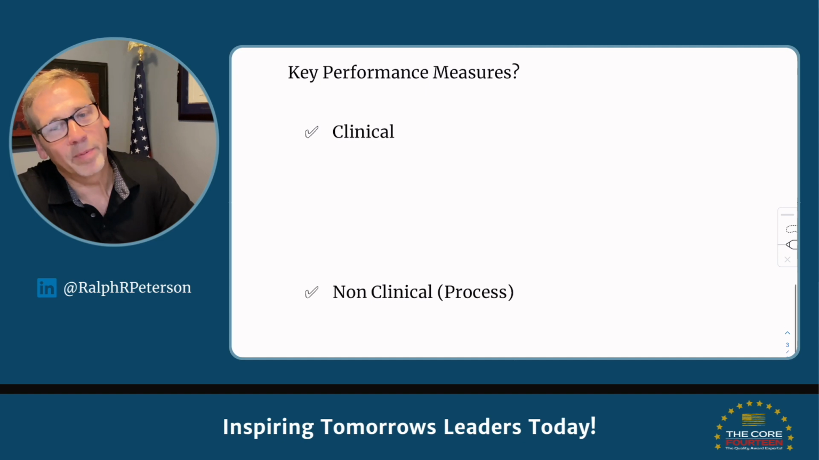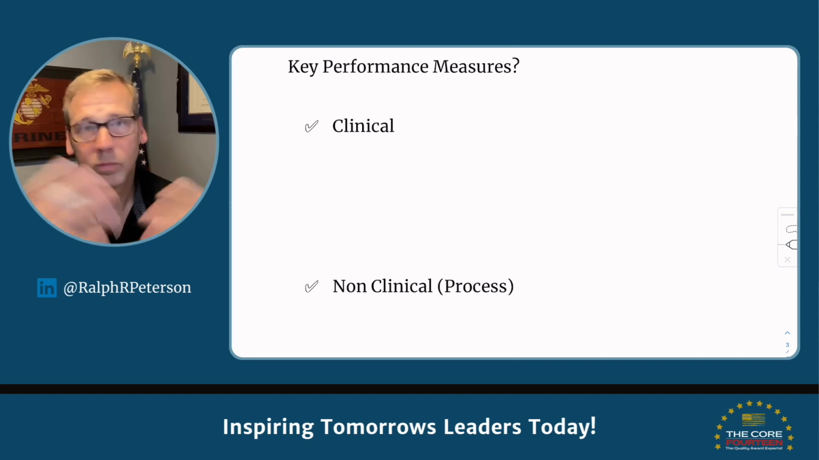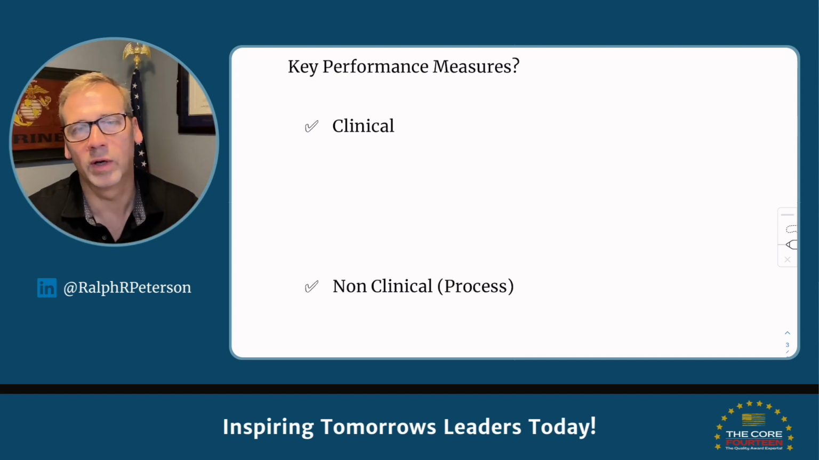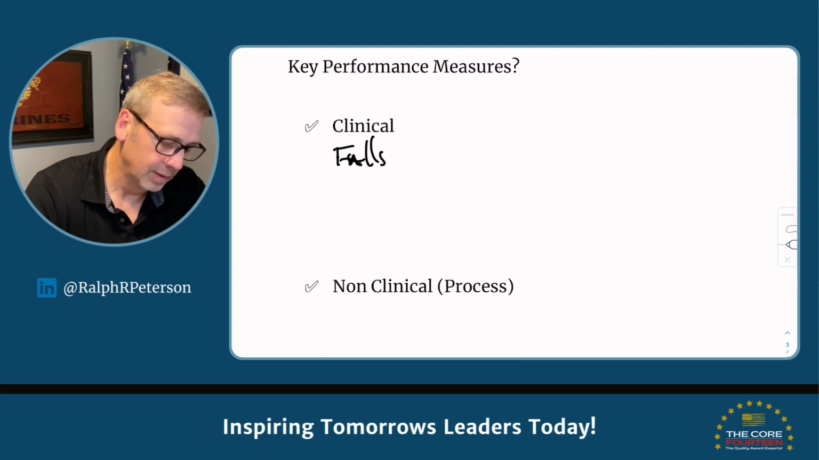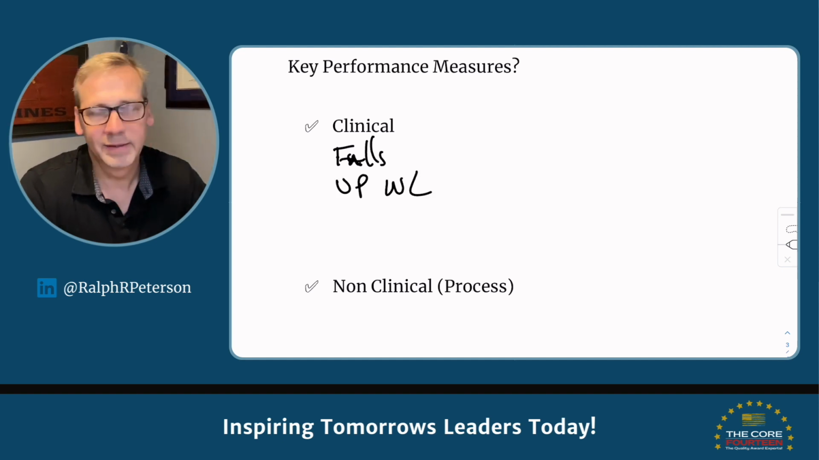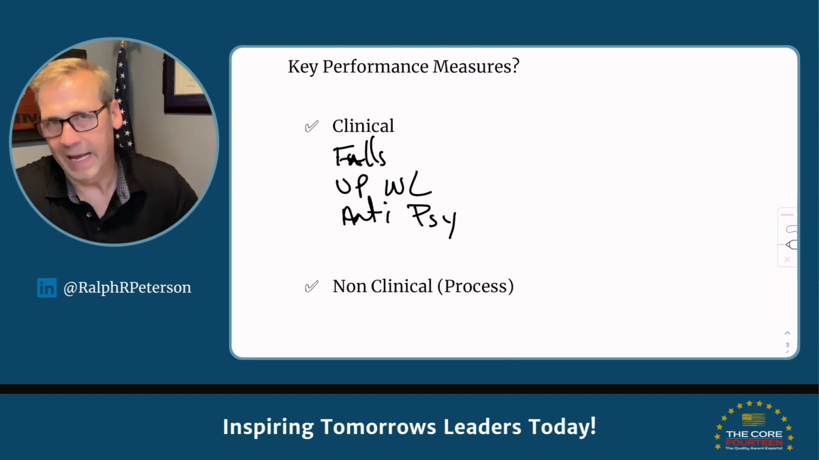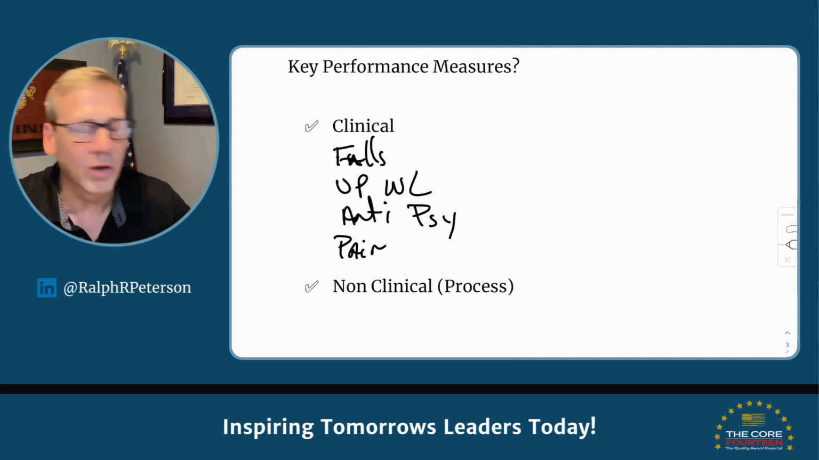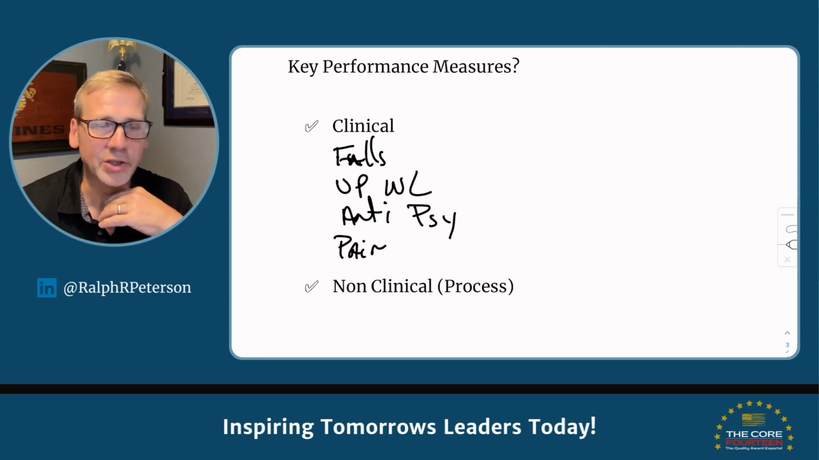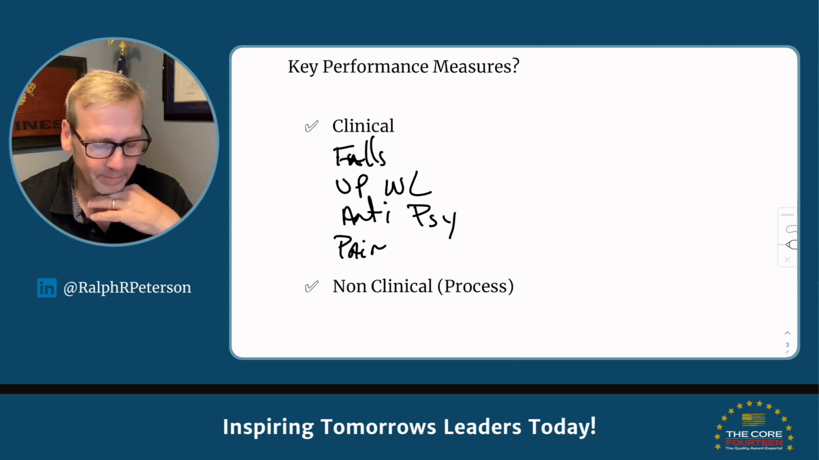Now we get into your key performance measures. And this is where you are deciding, well, what are you going to measure? Like, what is important to your organization? And as you can see, I have listed here clinical and non-clinical. And clinical are things like falls, unplanned weight loss, antipsychotic meds without diagnosis, pain, whatever. All the clinical things that you measure that are important to your success, and of course important to your residents.